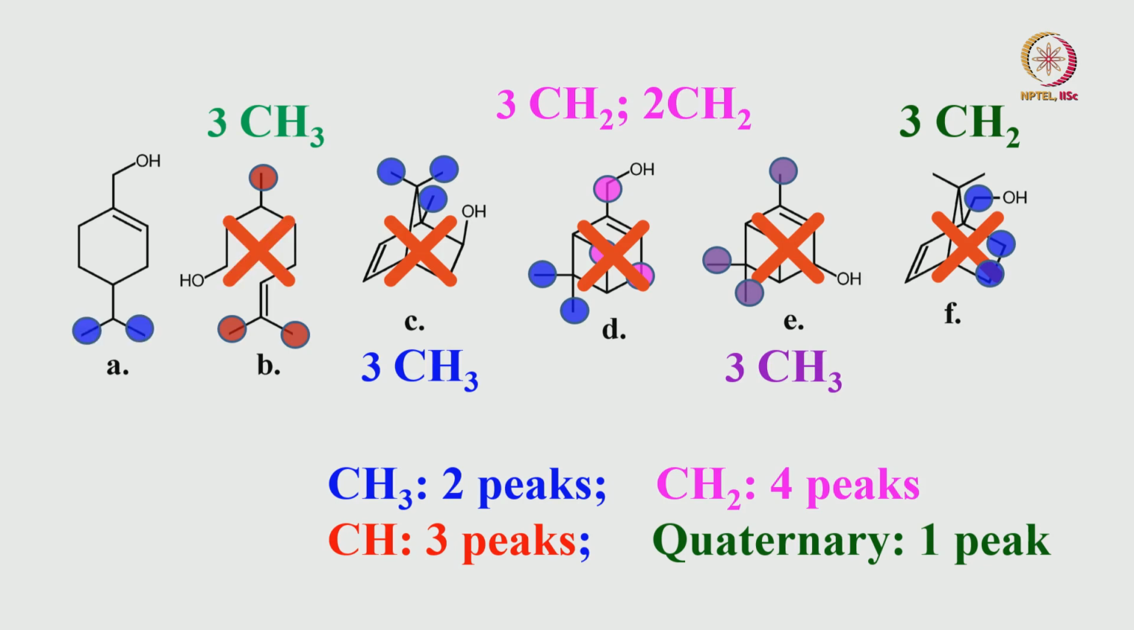And come to this, you have 2 CH3s, 4 CH2s, 3 CHs and 1 quaternary. Perfect. That means from the DEPT experiment, I can conclusively say this is the structure of the monoterpene. This is what the DEPT experiment has been done on this molecule.